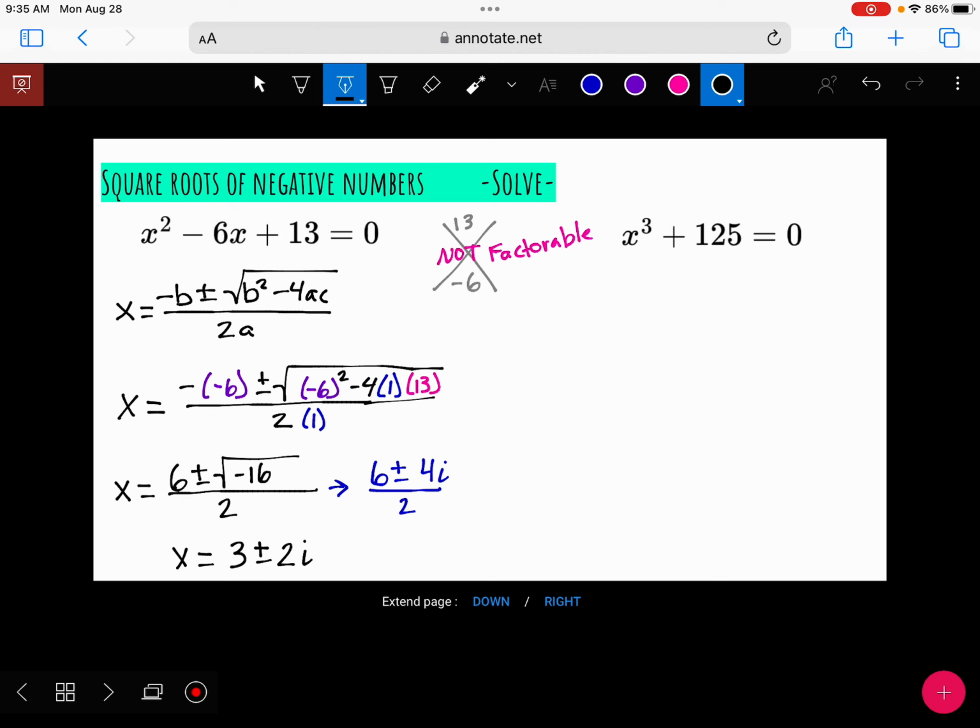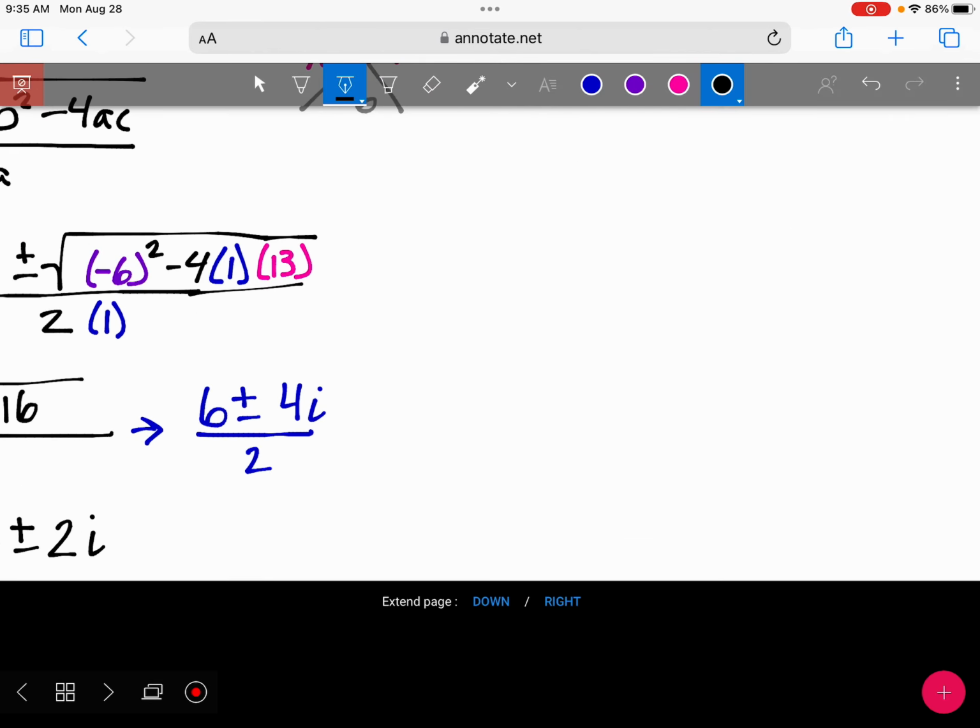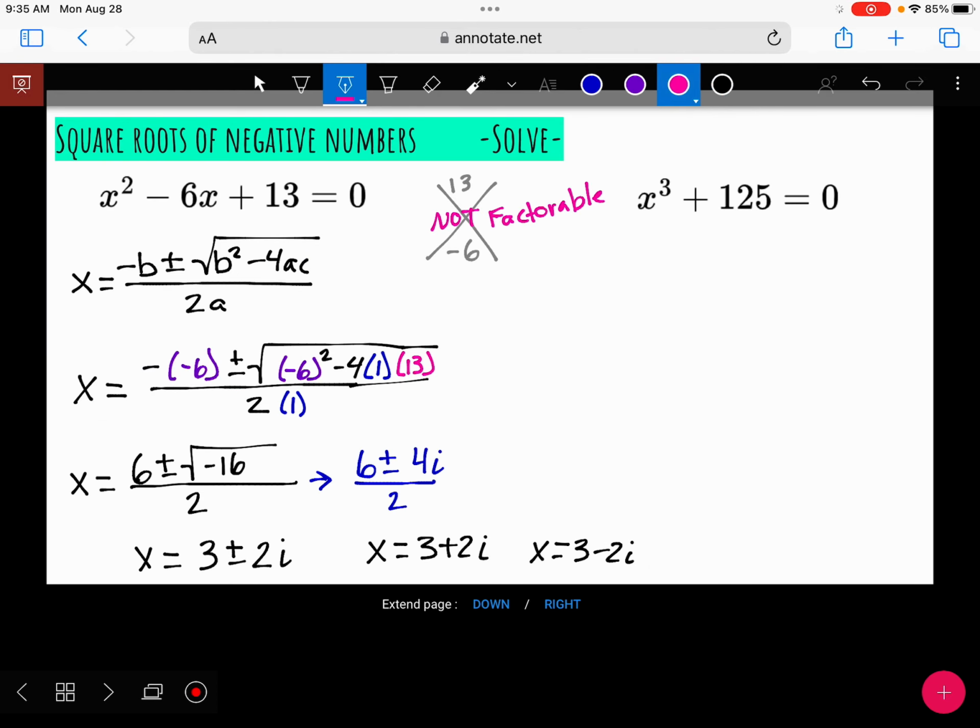That's the answer. You can split it if it works better for you to see it as two answers because it's a quadratic. X equals 3 plus 2i and x equals 3 minus 2i. That is equally as valid. So this is fine and this is fine. Okay?